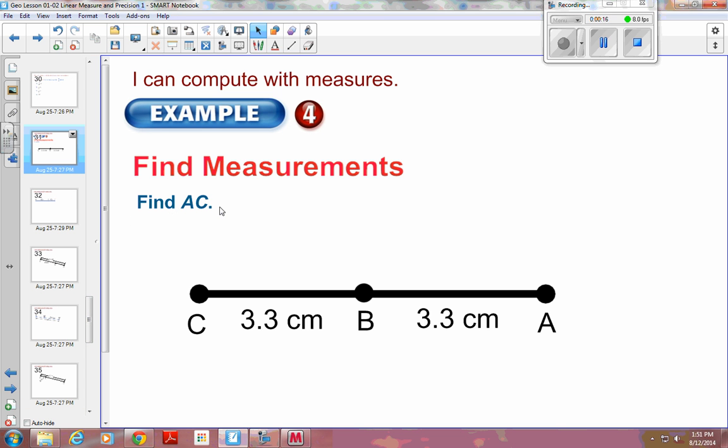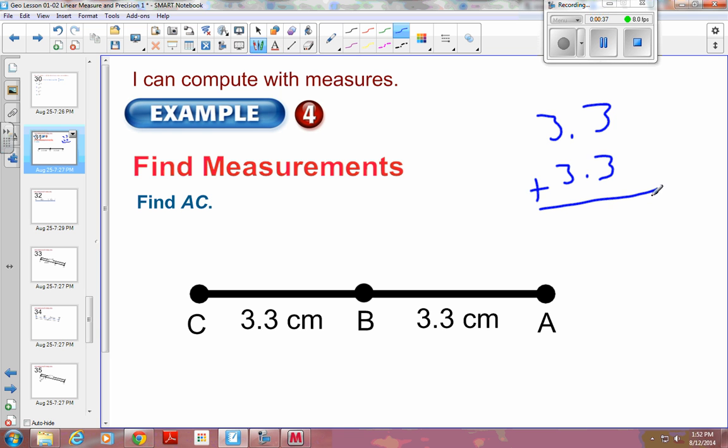So we want to find AC. Well, AC, here's A and here's C. So we want to find the distance from A all the way over to C. We know from A to B is going to be 3.3. From B to C is going to be 3.3. So it makes sense that if we just took 3.3 and we added it to 3.3, we should end up with our answer. So that should be a 6.6.